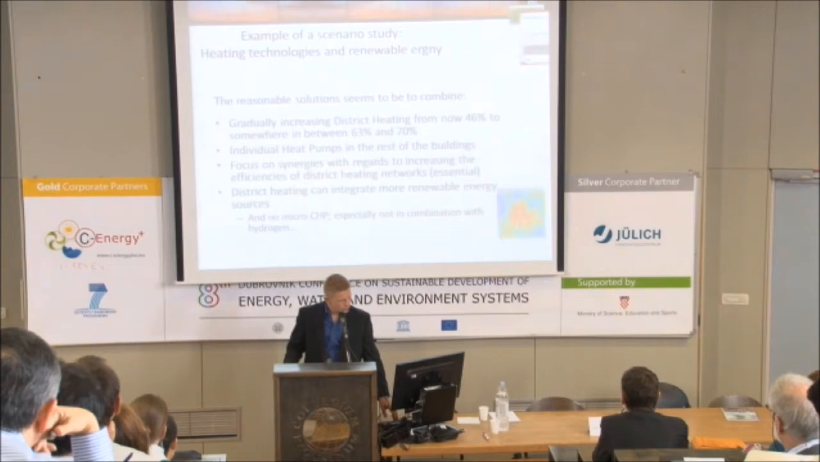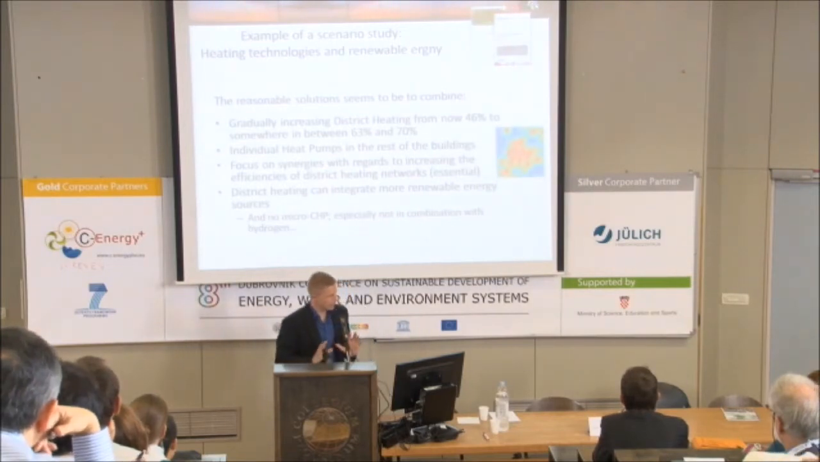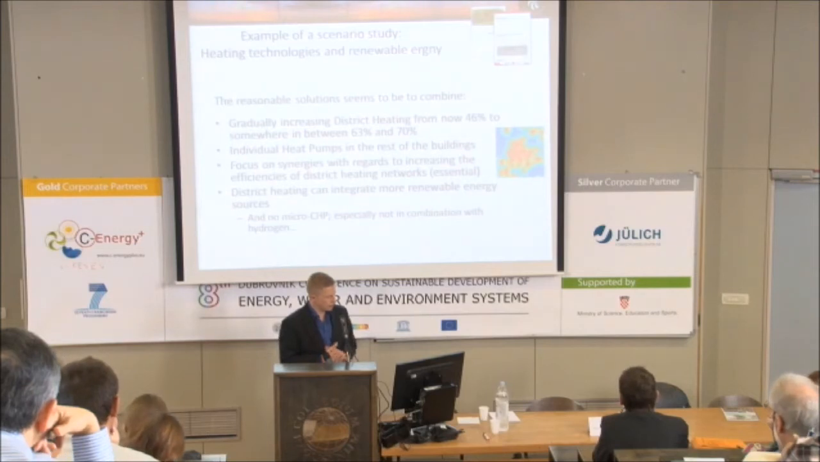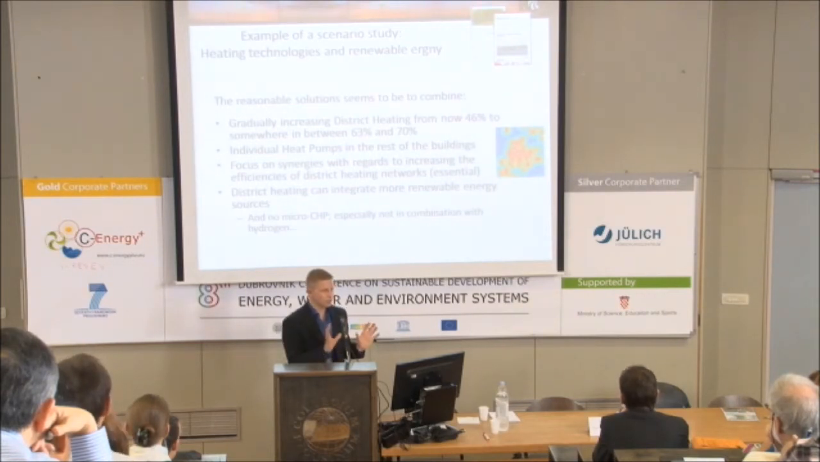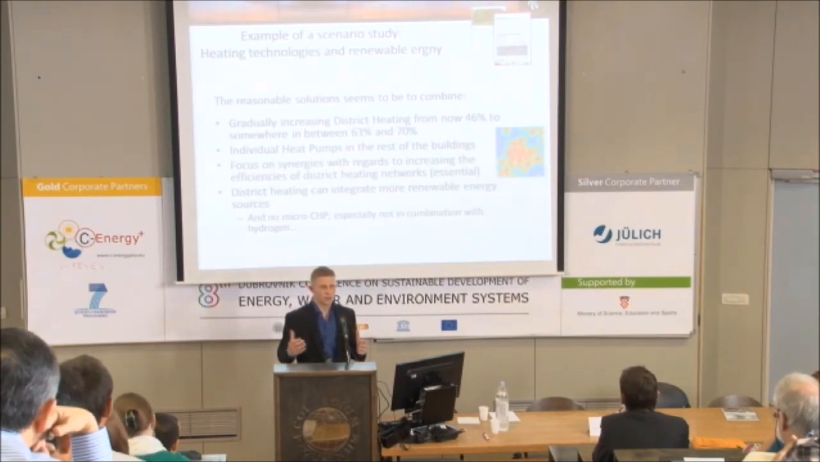And of course, a lot of studies are behind that, combining energy system analysis and geographical information systems about heat demands in the individual buildings. But the results show that we should increase the district heating to between 60 and 70%. Where we don't have district heating, we should have individual heat pumps. And of course, these individual heat pumps should have the highest COP possible.